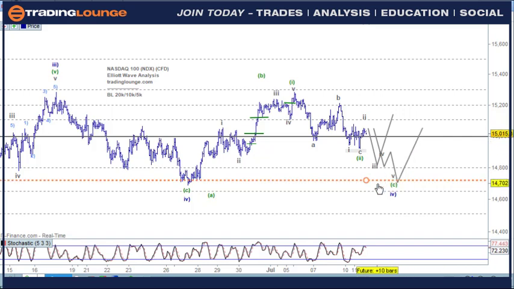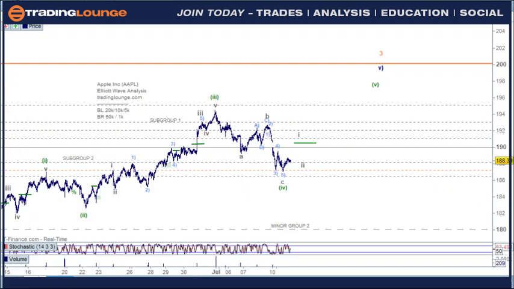Now, if I've made a total mistake on this and you need to go long, then the 15,100 here as a tested support would be the long trade at that point. Okay, we'll talk more about this when we get to the indices video.